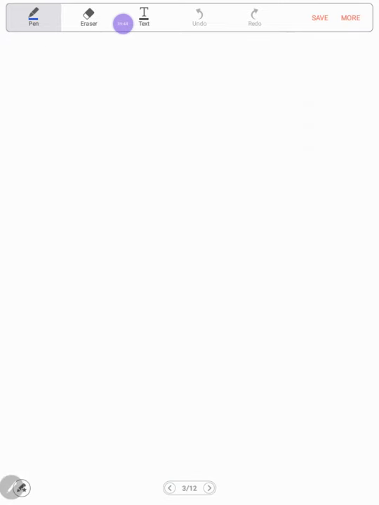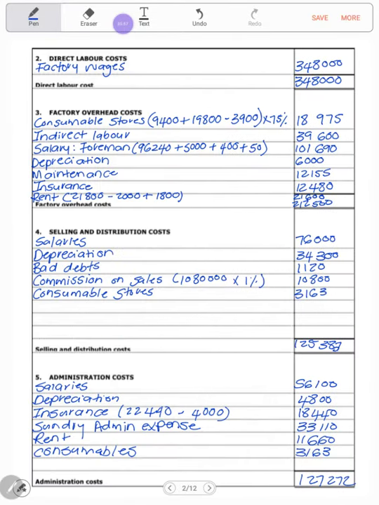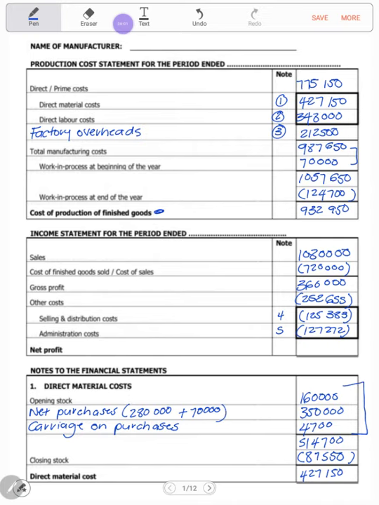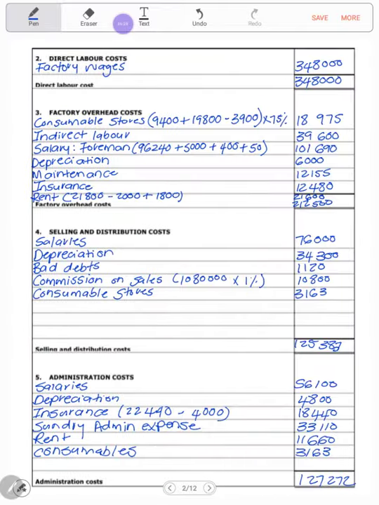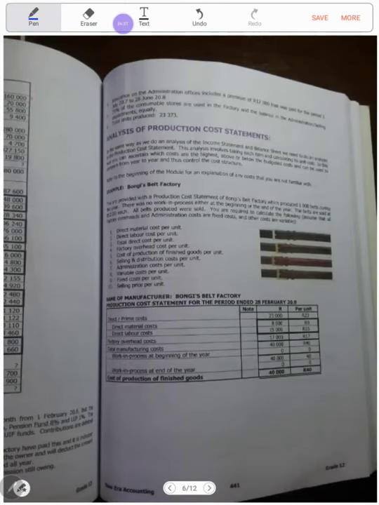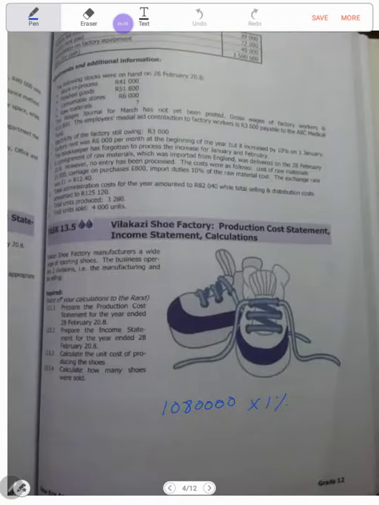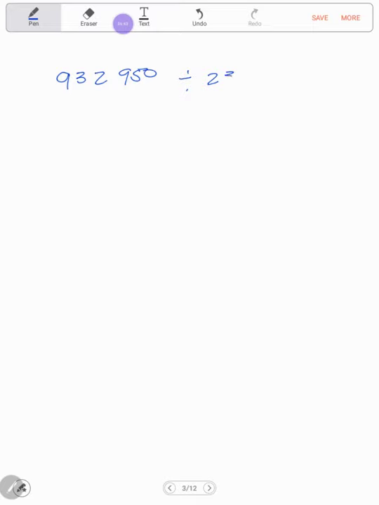I just need to answer the other few questions with you. They told you that you needed to calculate the unit cost of producing the shoes. So you are going to take the cost of production of finished goods. Where are you getting this from? Cost of production of finished goods. That's what you are taking, the 932,950. That is how much your complete production cost came to. So all in total, the products that you produced is 932,950. Did they tell us how much products we produced? Yes, they did. It was given in our information over there. Total units produced 23,373. So I'm going to divide it by 23,373.